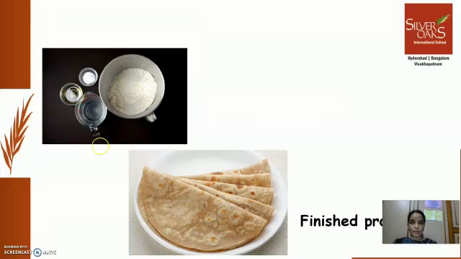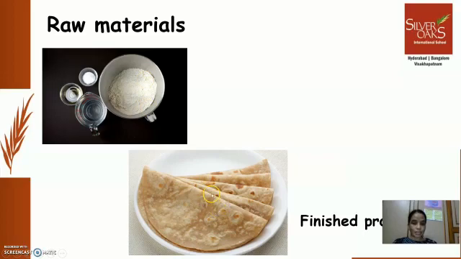For example, for chapati, we need all these ingredients, right? So these ingredients are the raw material and chapati is the finished product. So with so many raw materials, we made one item called chapati. Chapati is a finished product.